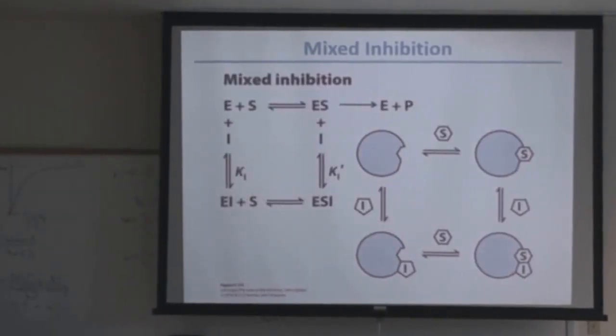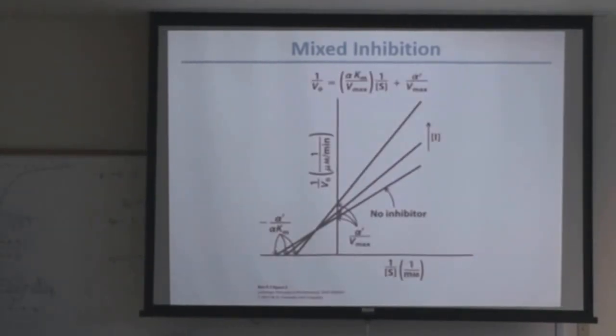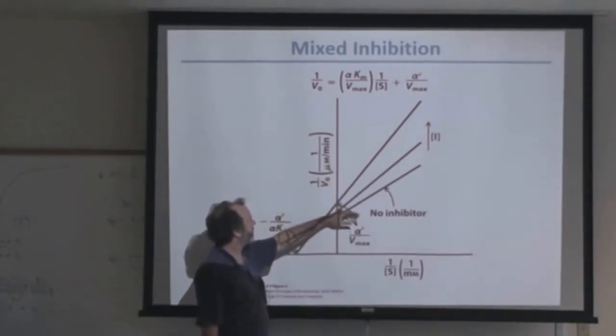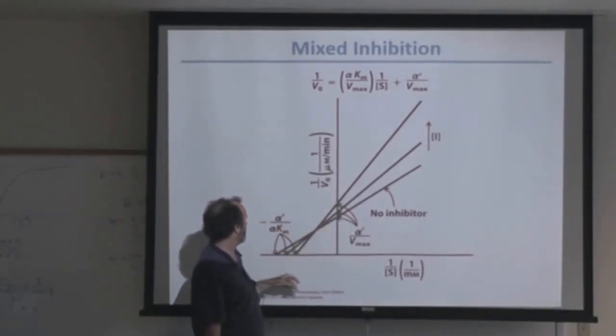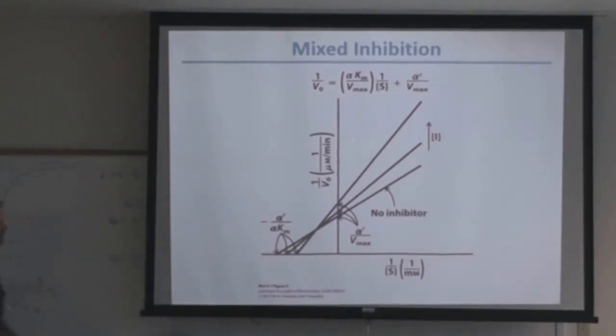So it looks something like this. And then your Lineweaver-Burk plot will look like this. So as you increase the inhibitor, you're going to decrease the Vmax, and at the same time, for mixed inhibition, you're going to alter the Km also.